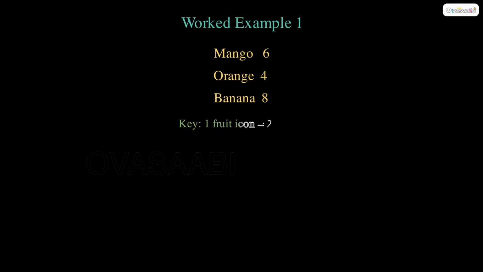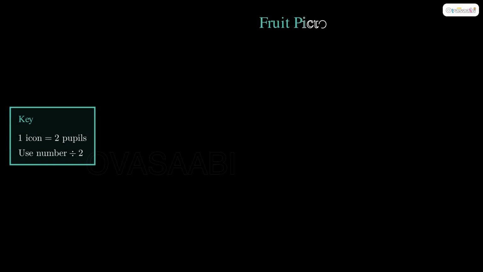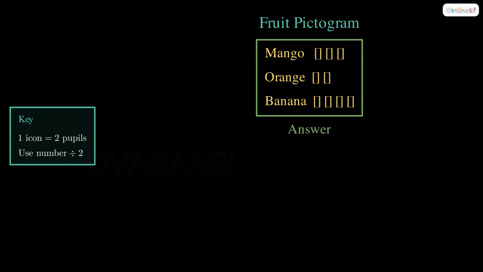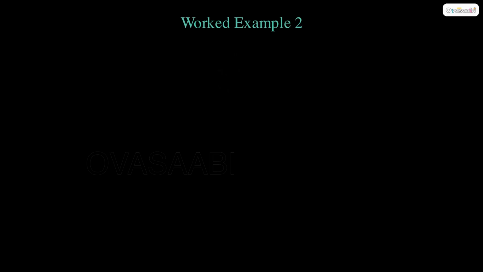Worked example 1. A class votes for favorite fruits. Since one icon means 2 pupils, divide each number by 2 to find the number of icons. Mango gets 3 icons because 6 divided by 2 is 3. Orange gets 2 icons and banana gets 4 icons.